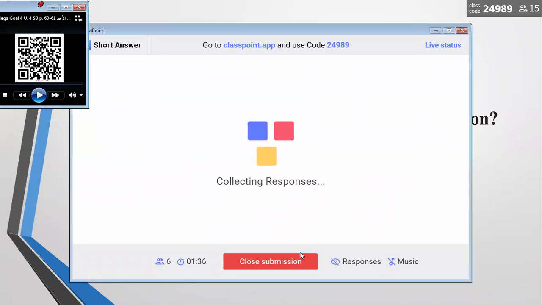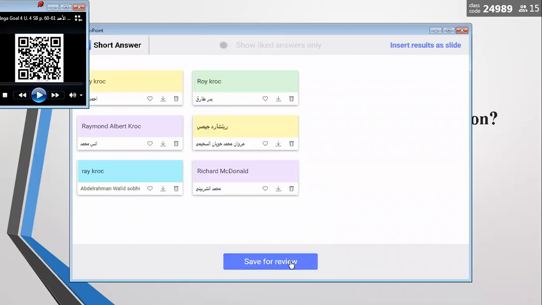طيب يا شباب، احنا كده هنقفل الكويز ونشوف الناس وإجابتها. عندنا أحمد أهو مجاوب، قال Ray Kroc، وأنس برضو نفس الطريقة، وعبد الرحمن نفس الطريقة، إجابات صحيحة، ممتاز، برافو عليكم يا شباب.